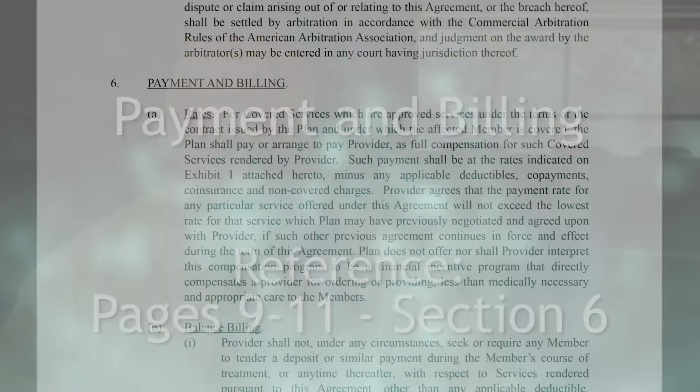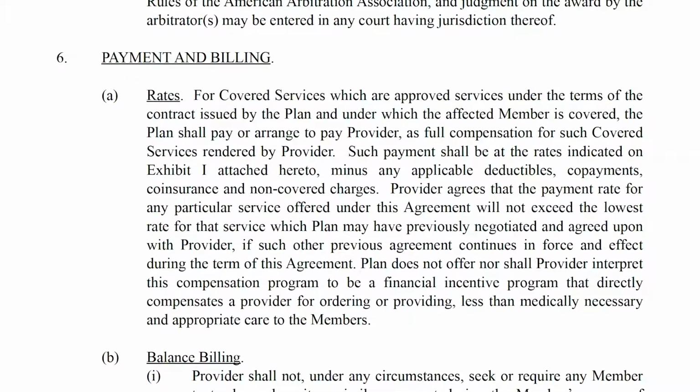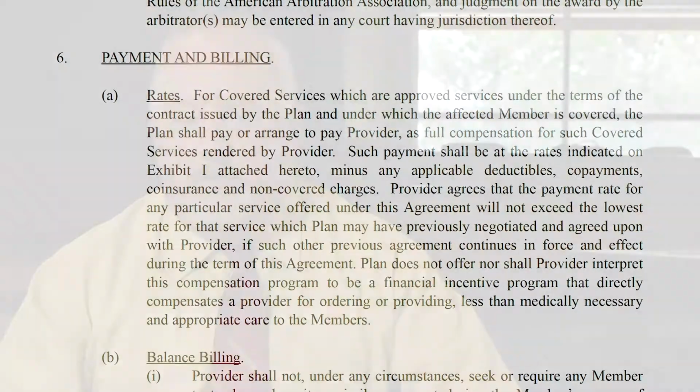Section 6 is payment and billing. This is where there's going to be a discussion of rates. This is really important for those practices that have behavioral health. You want to make sure that somewhere in this contract, and it might be in this section and it might be in the rate page, that your behavioral health providers have some mechanism to be paid.